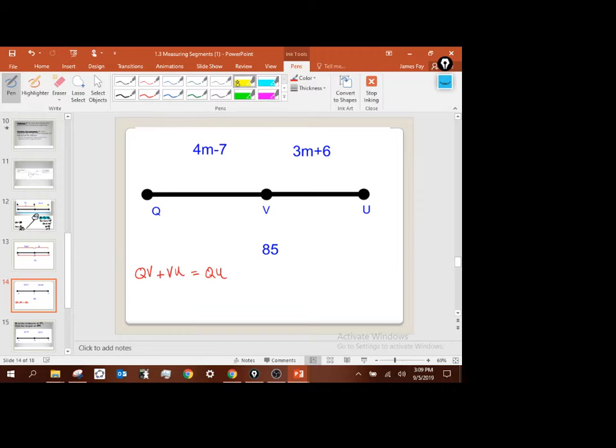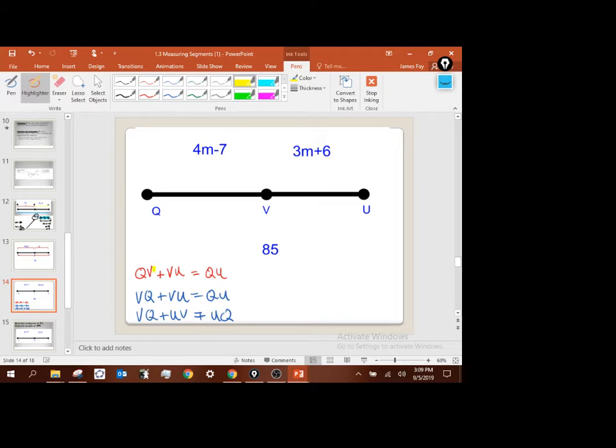First thing, guys, when we write these, you can write QV plus VU equals QU. I think that's the most natural way of writing this, and that's the best way for several reasons. If I write it as VQ plus VU equals QU, that's right, or I could write it as VQ plus UV equals UQ, that's right as well.